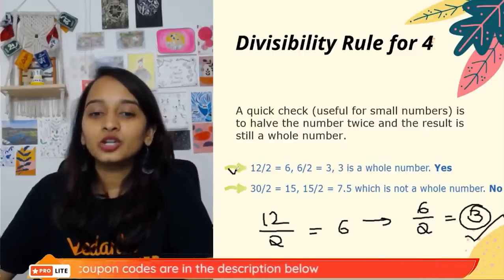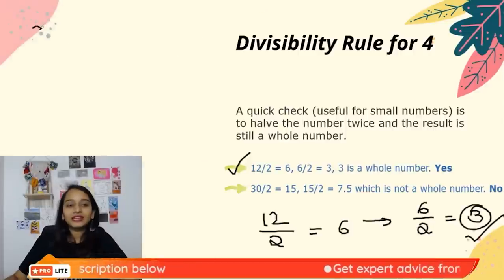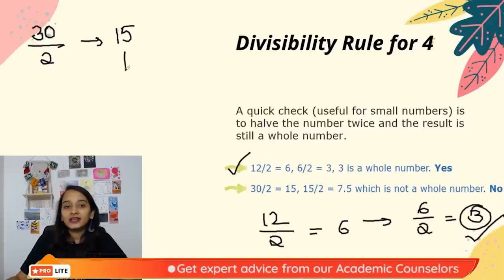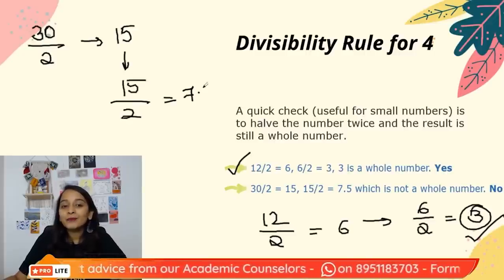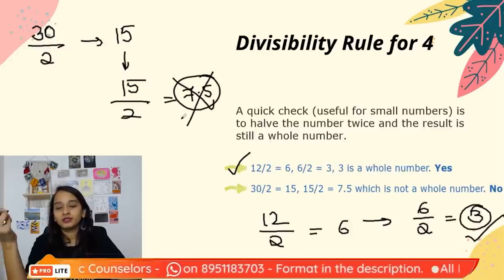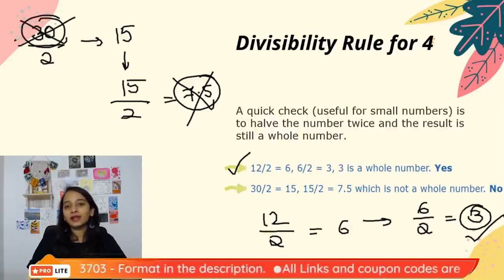तो you can say that 12 is divisible by 4. Now here, similarly, they have taken 30. 30 को half करो, आपको आ रहा है 15. आप जब 15 को half करोगे तो आपको आ रहा है 7.5, which is not a whole number. तो you can say that 30 is not divisible by the number 4.